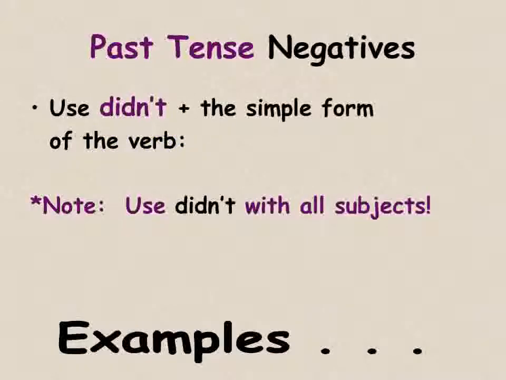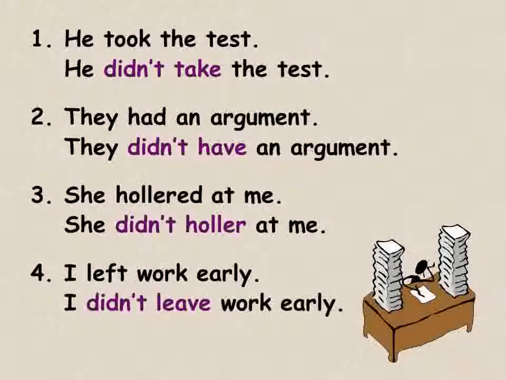To make past tense negatives, it's a little bit easier because you don't have to choose between two forms. For all subjects, just use didn't plus the simple form of the main verb. Here are some examples. Again, these are negatives in the simple past tense.